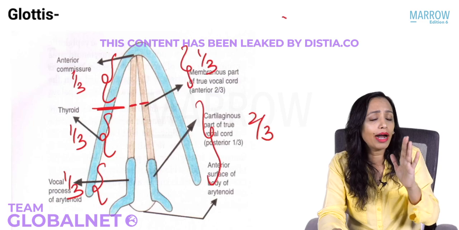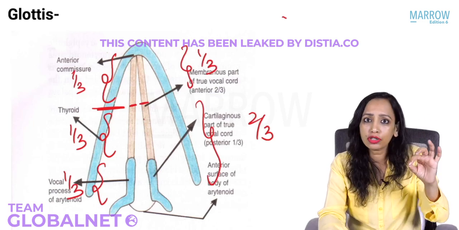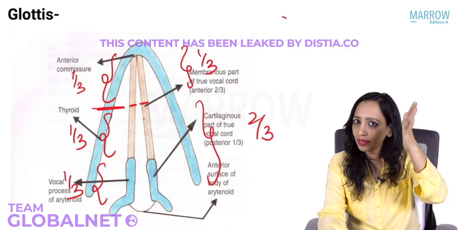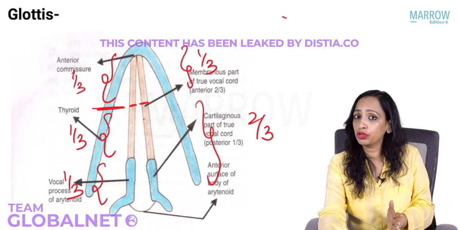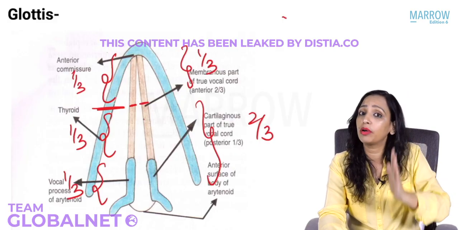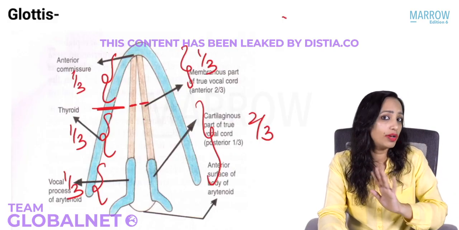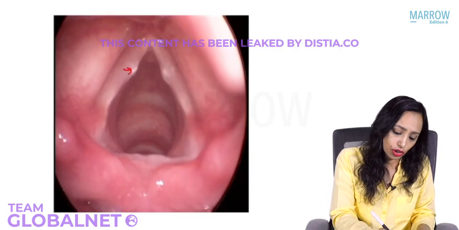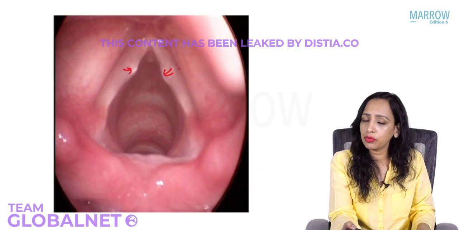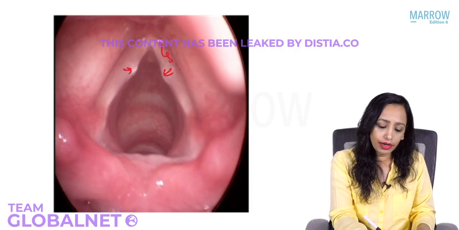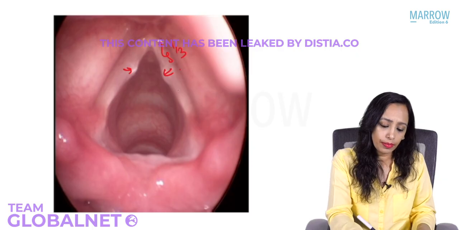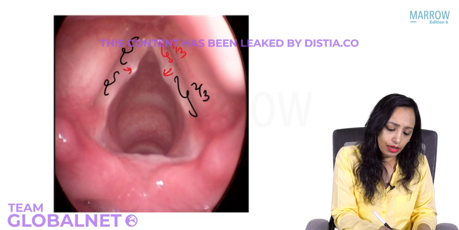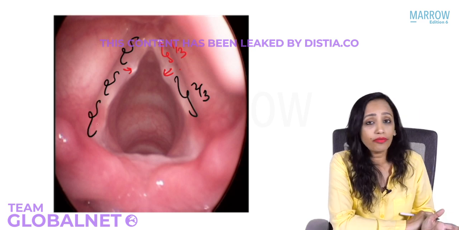Is that very clear? So no matter how it is asked, if you have understood what is the membranous part and what is the midpoint of the membranous part, and whether it is the junction of anterior 1/3 and posterior 2/3, whether it is also the junction of anterior and middle 1/3, if you have understood it, then you will never confuse it. So can you notice this? Yes, these are the vocal nodules, small nodules on the vocal cord. Can you see what the site is? Junction of anterior 1/3 and posterior 2/3. Junction of anterior 1/3 and middle 1/3. Yes, or midpoint of the membranous part.